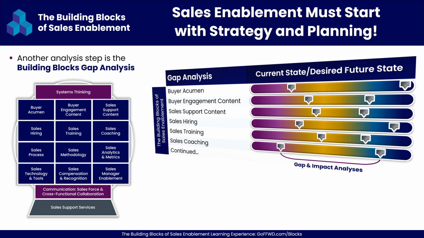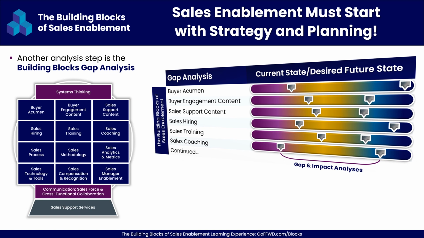Now, another analysis step is the building blocks gap analysis. You can see the building blocks on the left. I assume you know those if you're following my work. And then the gap analysis really is a very similar analysis to the situation assessment, except now you're applying this current state, desired future state thinking to ratings for each block. In other words, for buyer acumen, where are you today? And then if you want to move from the current state to the desired future state in your situation assessment, where would buyer acumen need to be?